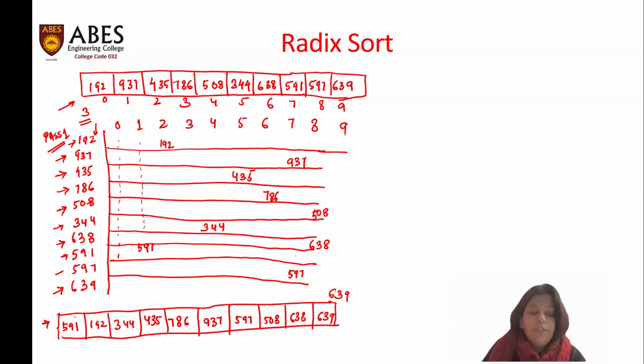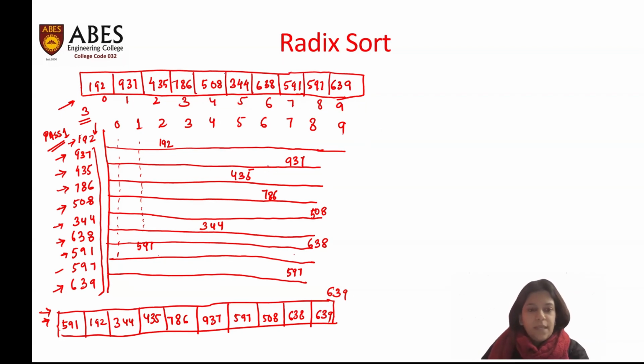Right? And how we have got these values? How we have got these values with the help of counting sort? We have applied counting sort only on the ones digit. Only on the ones digit we have applied the counting sort, right? So in this way, we have converted the input into this form after pass 1.